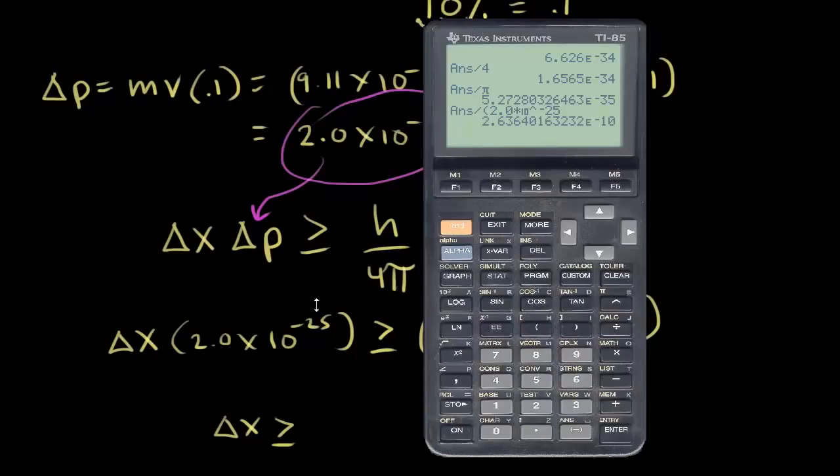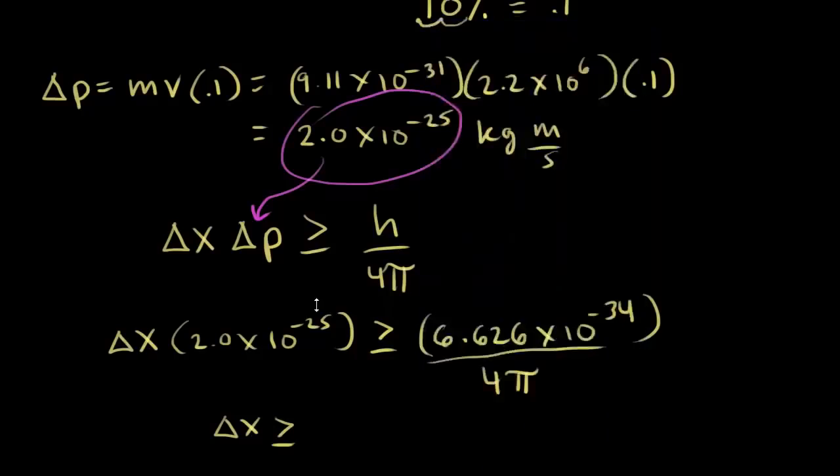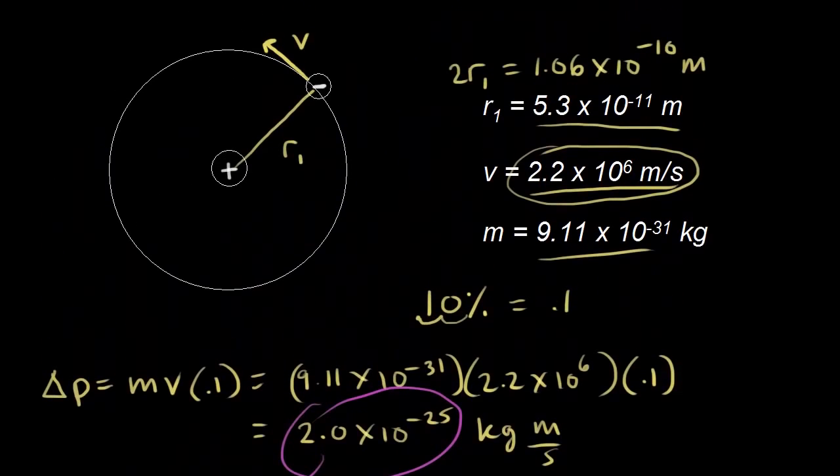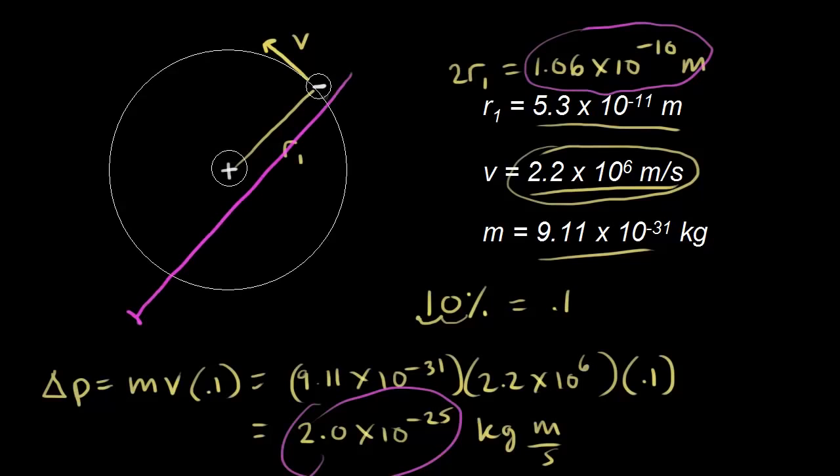So the uncertainty in the position must be greater than or equal to 2.6 times 10 to the negative 10. And if you worked out your units, you would get meters for this. So the uncertainty in the position must be greater than or equal to 2.6 times 10 to the negative 10 meters. Let's go back up here to the picture of the hydrogen atom. 2.6 times 10 to the negative 10 meters is greater than the diameter of our hydrogen atom. So the uncertainty in the position would be greater than the diameter of the hydrogen atom using the Bohr model.